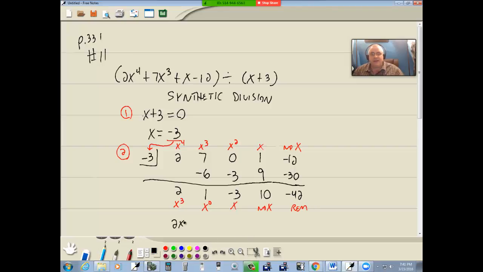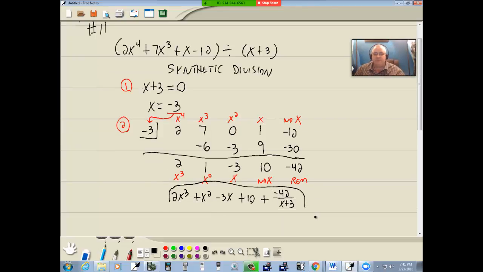And I would write it as 2x to the third plus x squared minus 3x plus 10, and then you put your remainder over what you're dividing by. So I'll put the negative 42 over x plus 3. Some books, if you have a negative here, will put the negative out in front. Some books will put it up on top. The ones that put it up on top want to really emphasize that your remainder is a negative 42, and you might overlook that if you put the negative out in front. It doesn't matter how you do it, but different books do it different ways. And that's synthetic division.